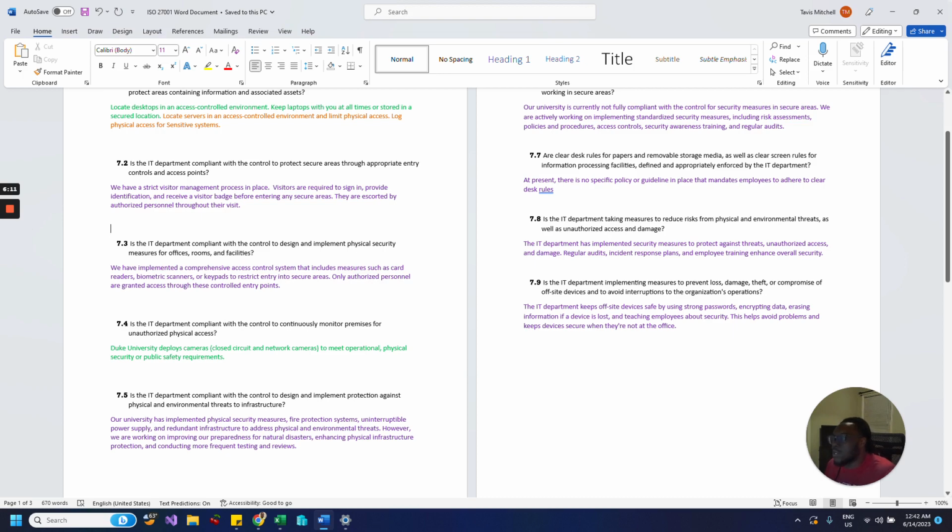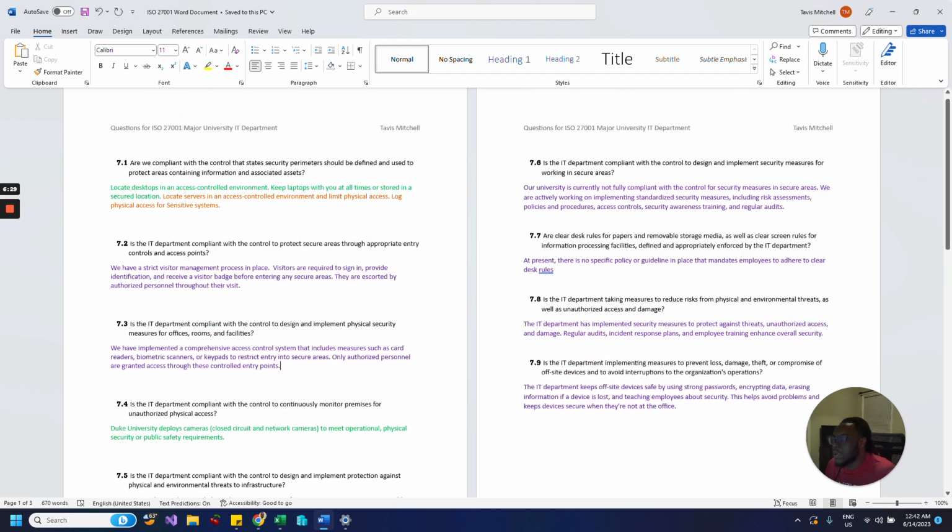So pretty much you've got to have some type of smart card or some type of device, keypad, biometric scan, Windows Hello or something like that that'll let you into their secure areas. Okay, so that's good.